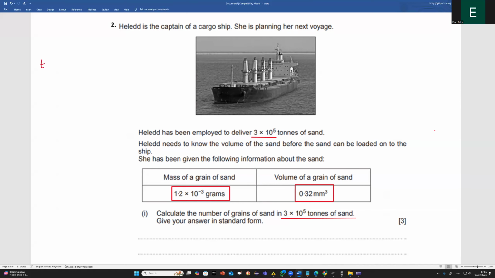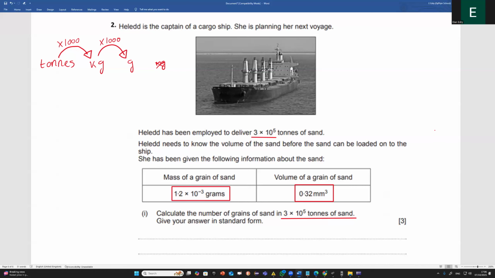So if we think about the units, tons is the biggest unit of mass, then kilograms, and then grams, and there is milligrams, but we don't tend to use it. So we want to change tons into grams. We need to remember how to go from tons to kilograms and then kilograms to grams. That's times by 1,000 for tons to kilograms, and it's also 1,000 from kilograms to grams. So that's times by a million.